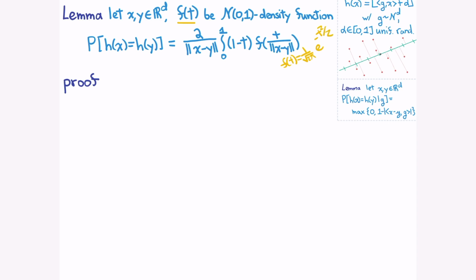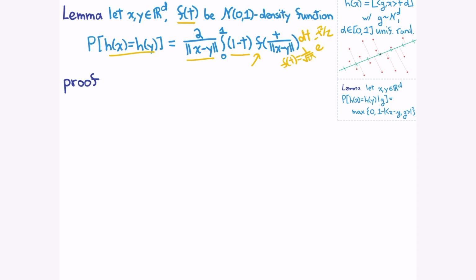Then the probability that these two collide is going to be 2 over the distance times the integral of (1 minus t) times f of t over norm x minus y, dt. It's not obvious, one has to actually check this, but this is actually decreasing in the distance between x and y, which is intuitively what we want.